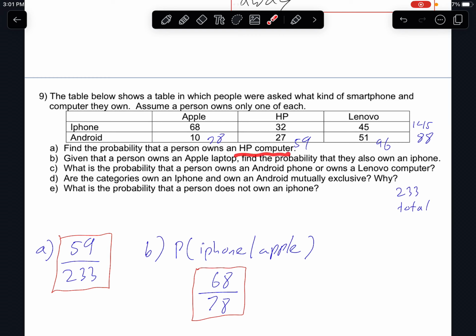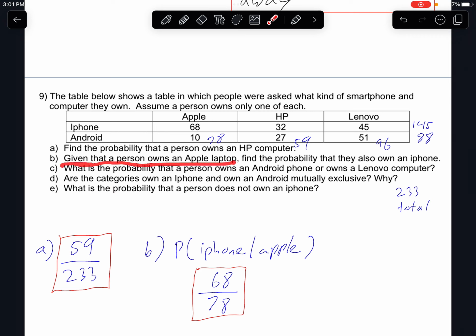So find the probability that a person owns an HP computer. Number of successes over the total number is going to be 59 over 233. So that's 59 over 233 as the probability that someone owns an HP.